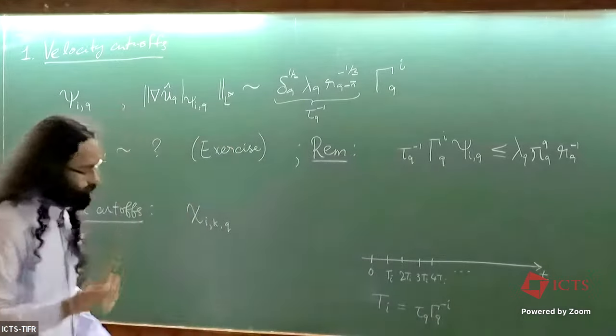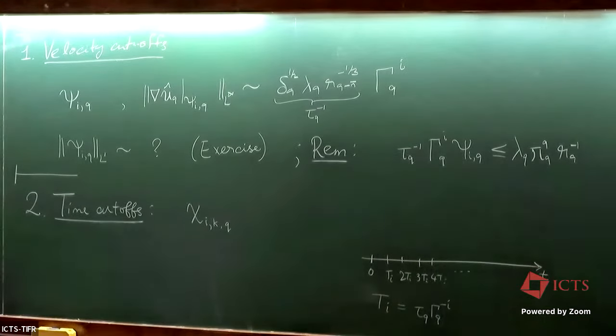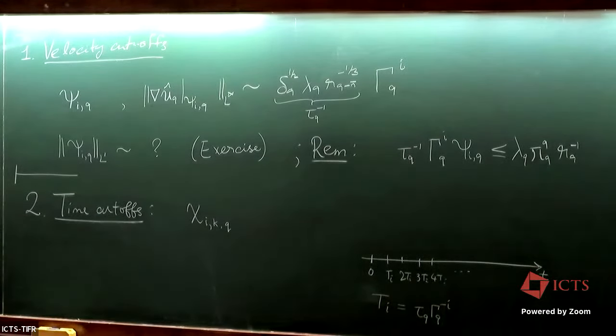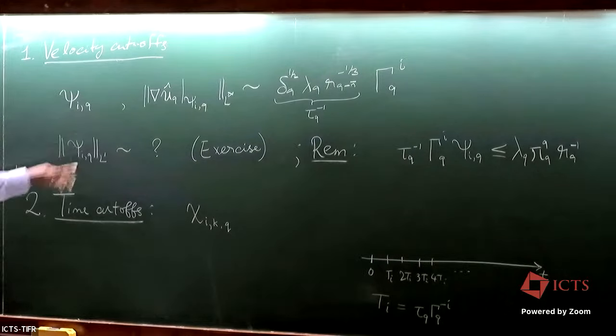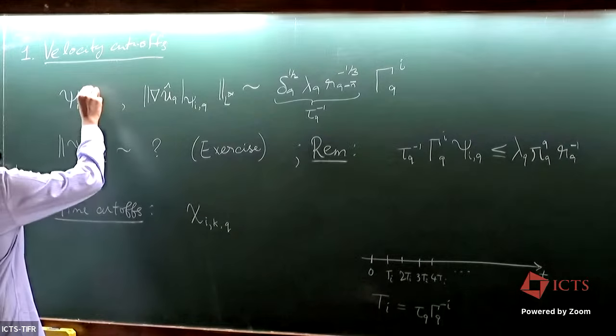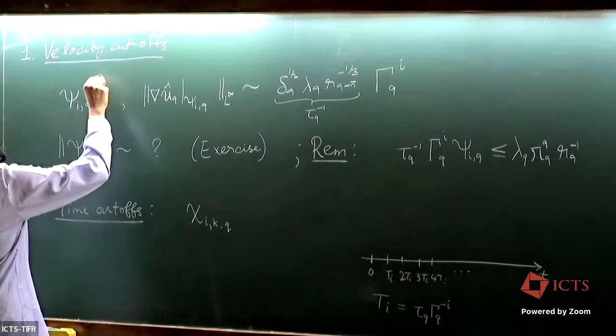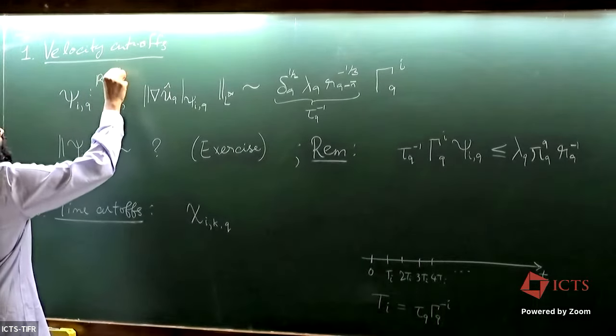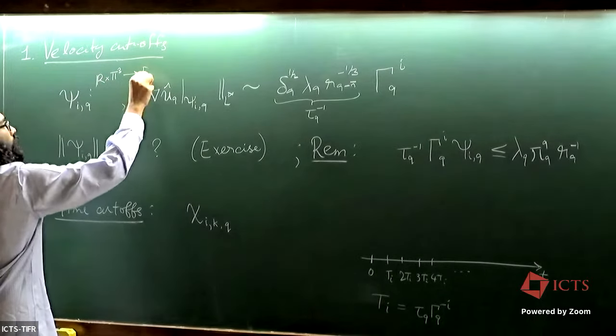Yeah, these are cutoff functions in space-time. So maybe I should write that. So this is from R cross T3 to basically 0, 1.